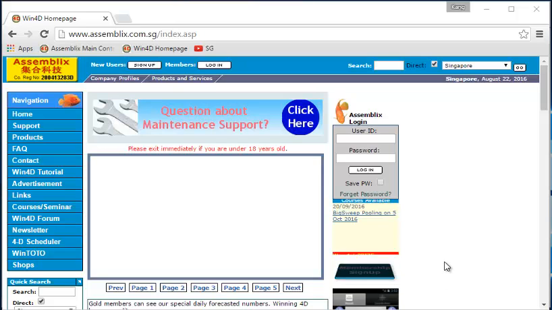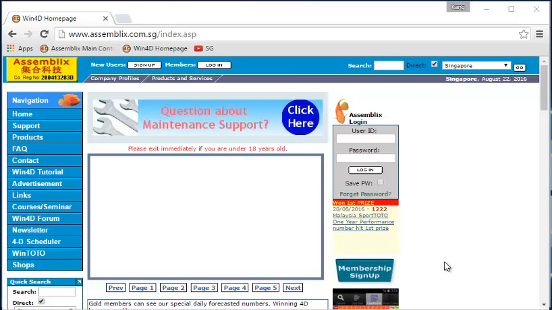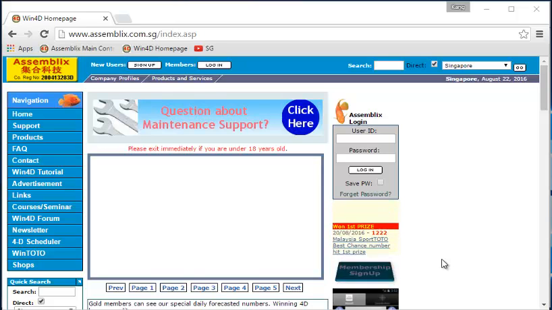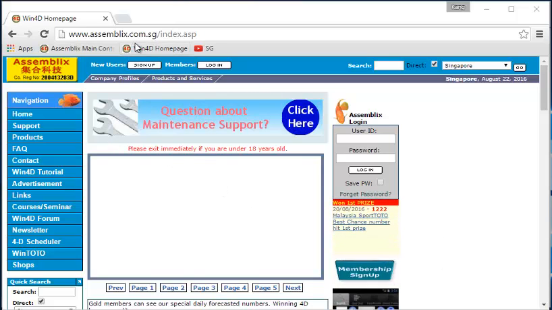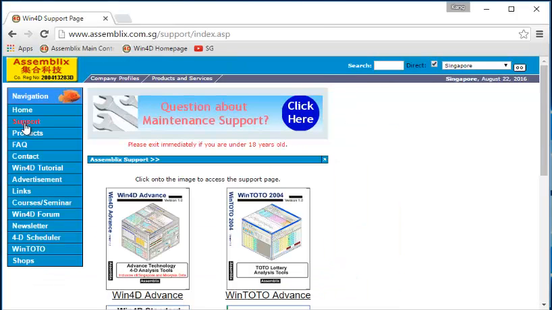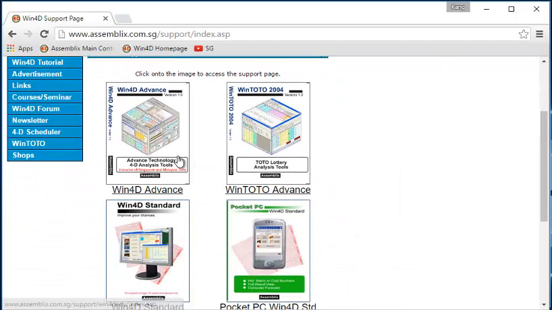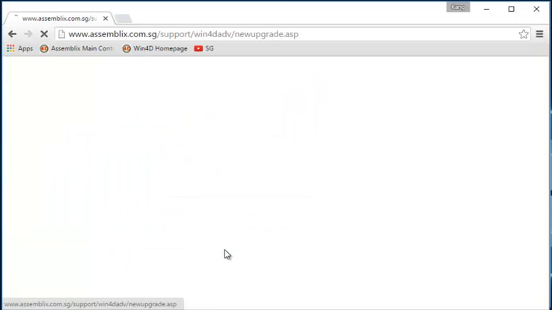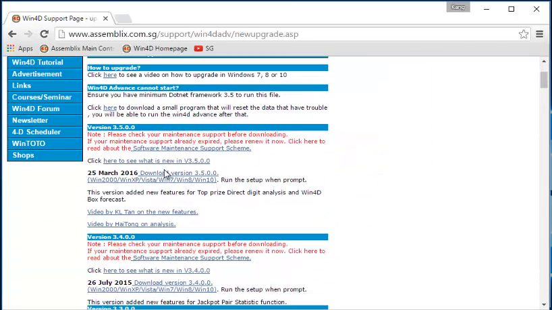I understand that there are quite a number of you who have not upgraded and may not know where to start from. All very simple. All you need to do is go to www.examblic.com.sg, short form of it, www.win4d.com, and click on this thing called the support. Now, once you come to this support page, look for the Win4D Advance logo. All right, click on it again. Look for new upgrade, and you can see for yourself that you download version 3.5.0.0.